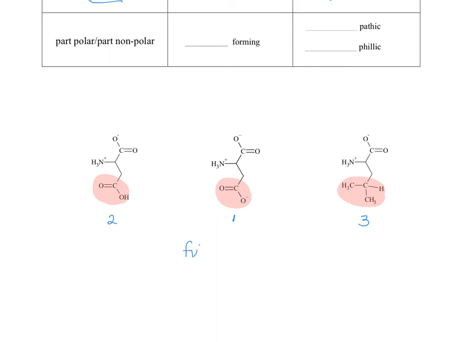Full charge is more polar than neutral. So that full negative charge that we get when we deprotonate that carboxylic acid, that's going to be more polar and therefore more water soluble than the same functional group with a proton on it that's neutral. Okay, let's stop there.